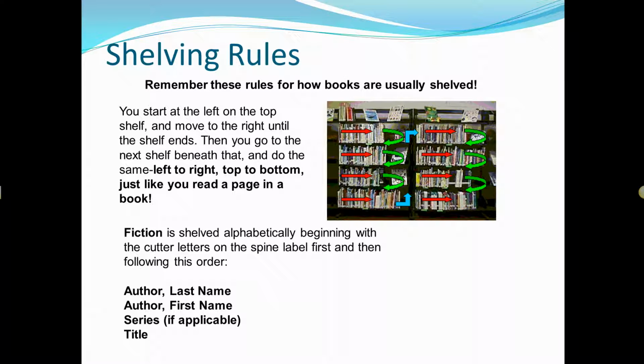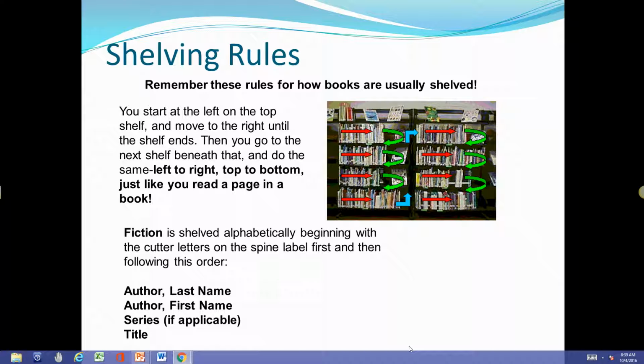Fiction is shelved alphabetically, beginning with the cutter letters on the spine label first to tell you which section to go to, and then you follow the order of author's last name, author's first name, series if it's applicable, and then the title of the book.